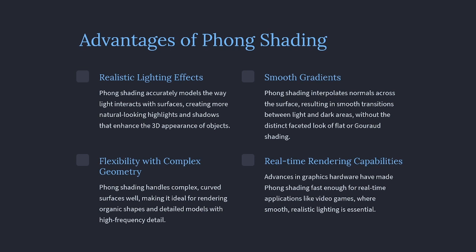Also, the third advantage is flexibility. Phong shading can give better images when we have complex structures, complex diagrams, complex polygons, complex organic shapes. So Phong shading is better in these terms. As for real-time capabilities, advances in graphics hardware have made it fast enough for real-time applications. Like we know today, computers, mobiles, etc. are getting faster and faster in processing. So it will be more beneficial to create smoother surfaces.